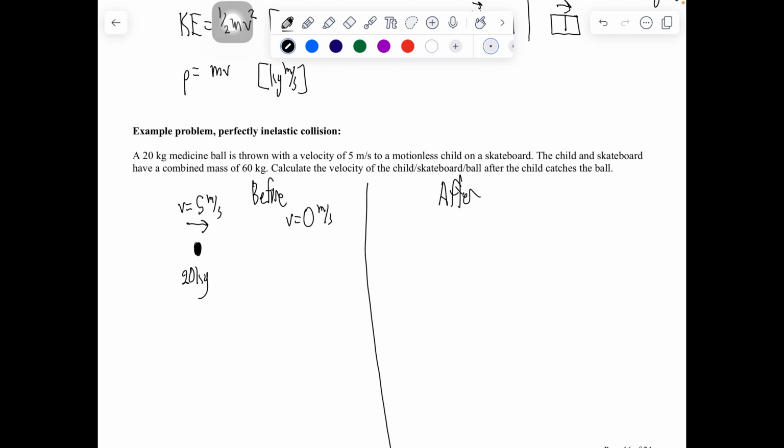That mass is 20 kilograms. Then we have the skateboard. Here's the wheels and the child. What's the mass there? They have a combined mass of 60 kilograms.